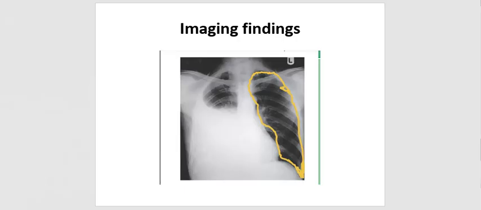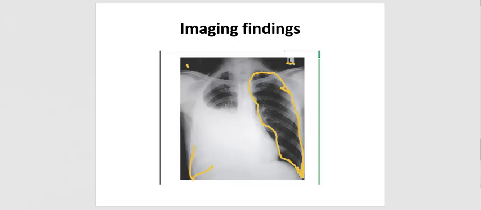Unlike the other side, by the way, this is the left side here, and the other side is the right side. When you come to the right side here, you find that we are not able to appreciate the angle. So there's blunting of the costophrenic angle. That's one feature that you're going to see in pleural effusion.